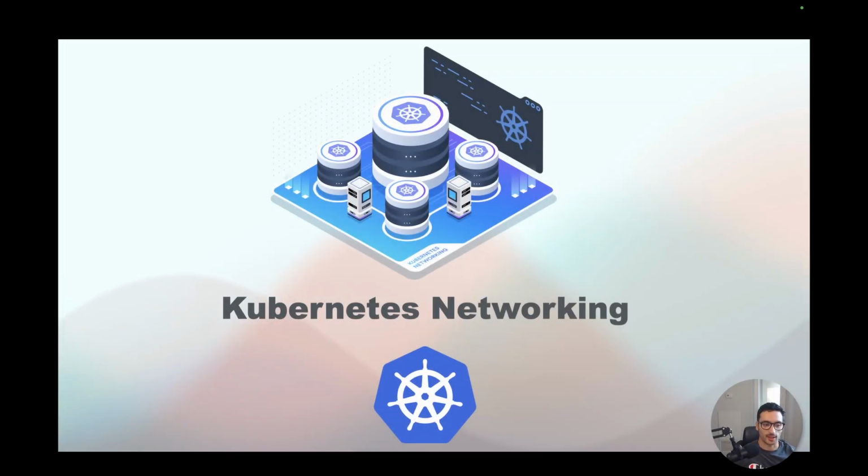Today's subject is Kubernetes networking, which plays a crucial role in ensuring smooth communication between containers, services, and external resources. In this video, we will explore the different types of networking in Kubernetes, how it works, and provide step-by-step instructions to set it up effectively.